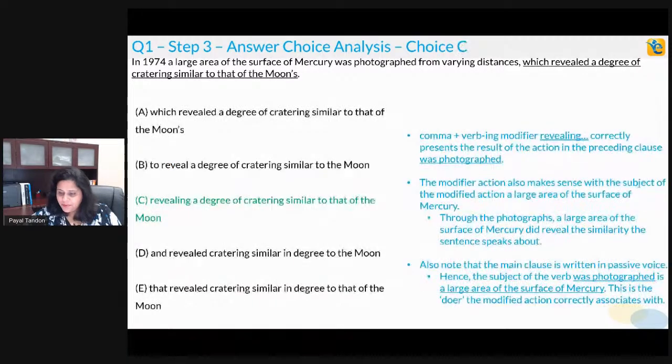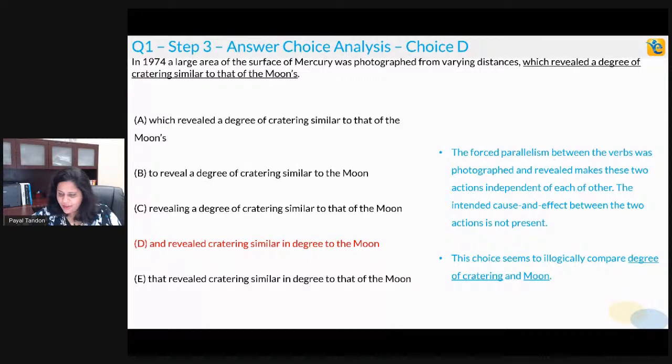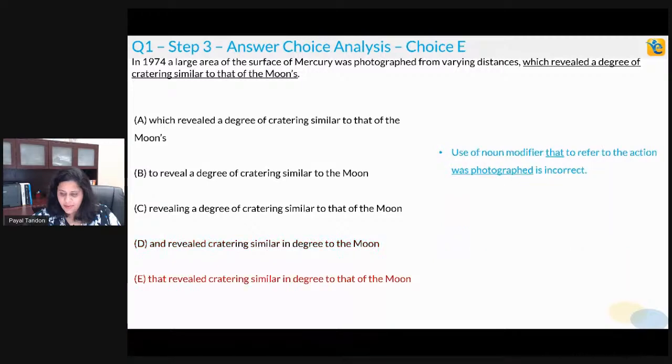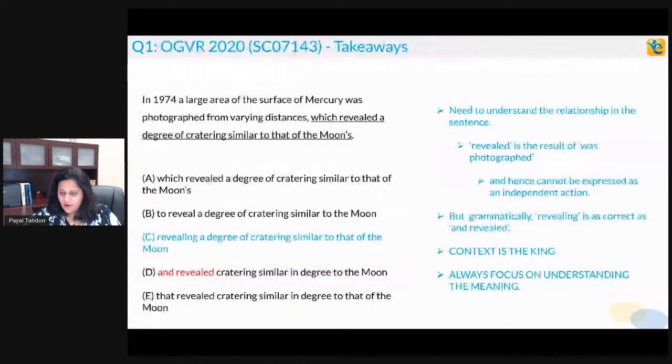So choice C is correct. Choice D was wrong, as we talked about. The intended cause and effect has not been expressed. And again, choice E is wrong. Overall, if you think about it, we really needed to understand the relationship in the sentence. Revealed is the result of was photographed, and hence it cannot be expressed as an independent action.